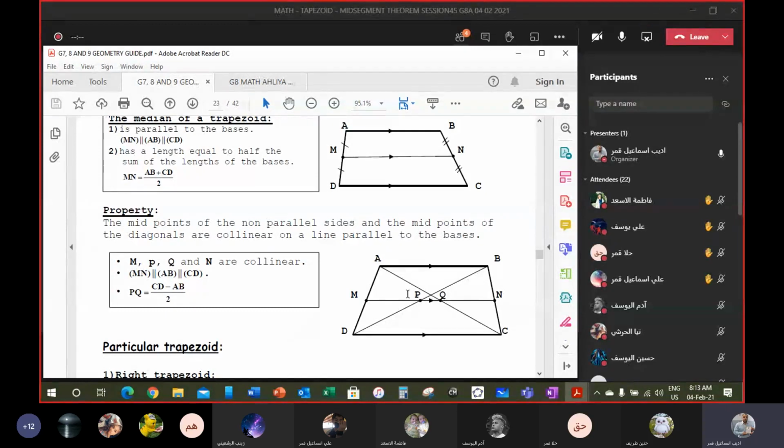Okay, M, P, Q, and N are collinear, and this line, the line holding these 4 points, is parallel to the bases AB and DC. And to find the measure of the segment that joins the two midpoints of the diagonals, which is segment PQ, PQ is equal to the big base minus the small base over 2. PQ, the segment joining the two midpoints of the diagonals of a trapezoid, is equal to the big base minus small base over 2. طيب.